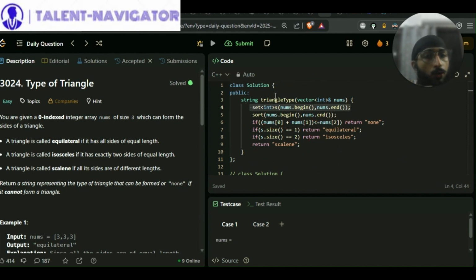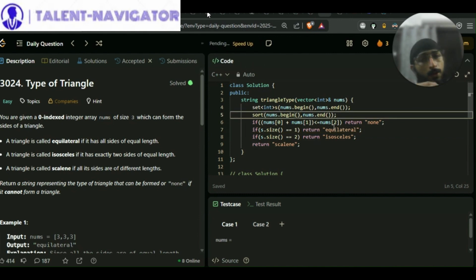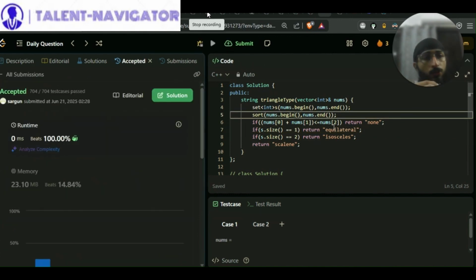So yeah, that's it. That's the code, and let me just submit it and show you guys whether it's getting accepted or not. So yeah, it is getting accepted.